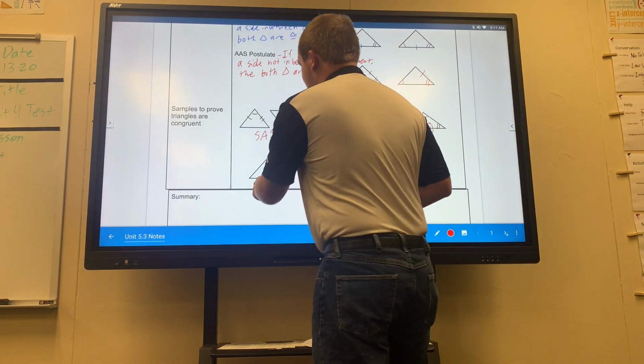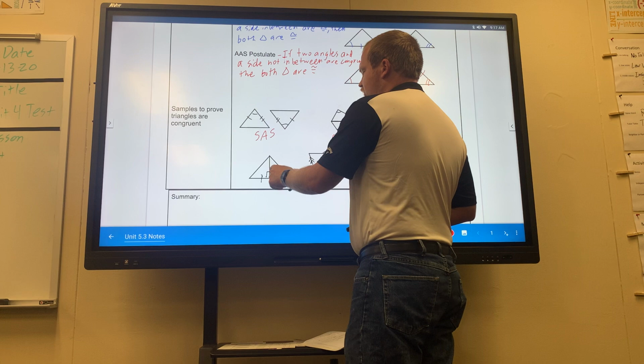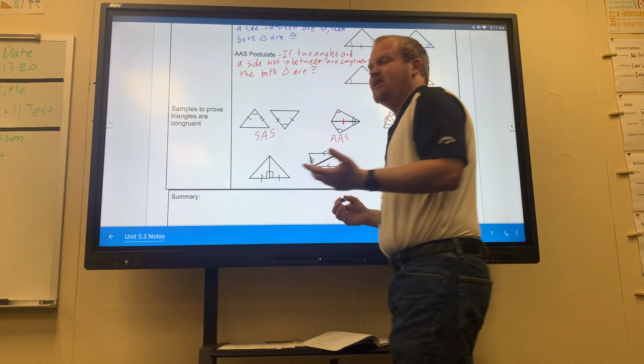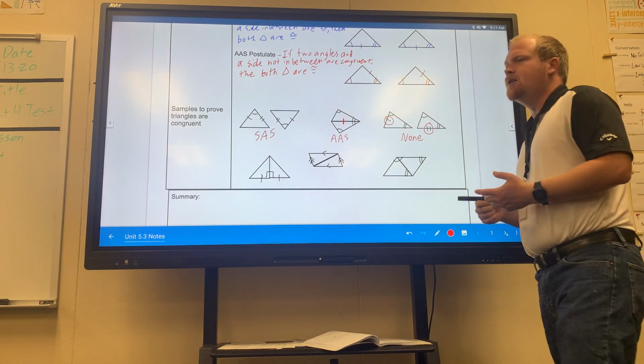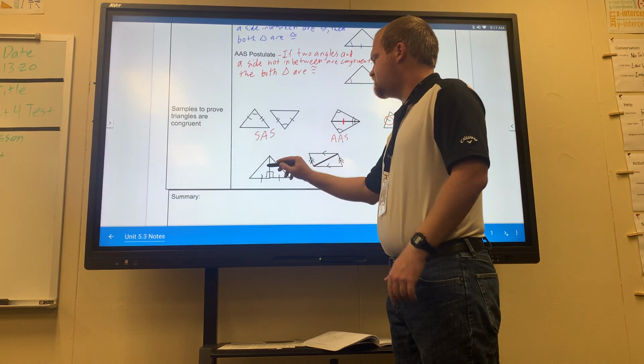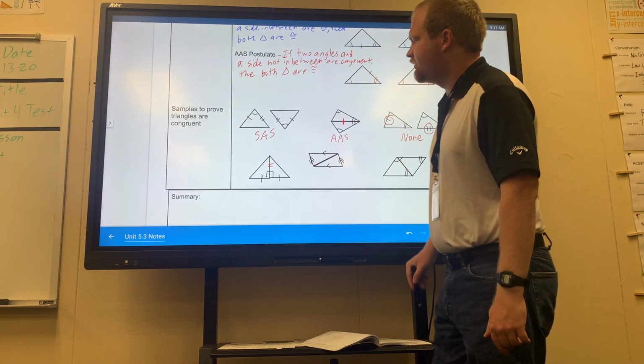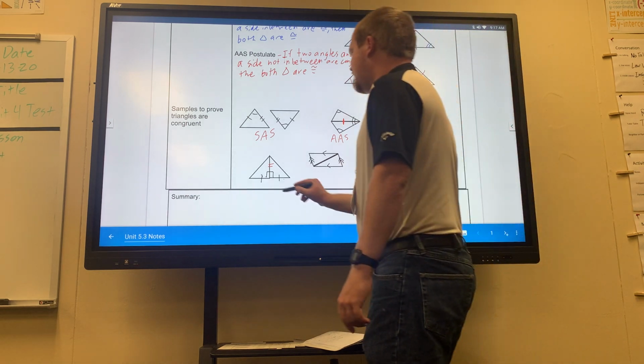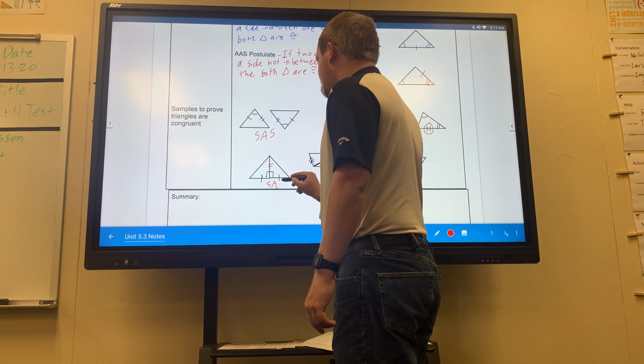Now I do have side, angle, but I don't necessarily know if I have another side. But remember, they share a common side here. So, those sides are congruent. So I have side, angle, side.